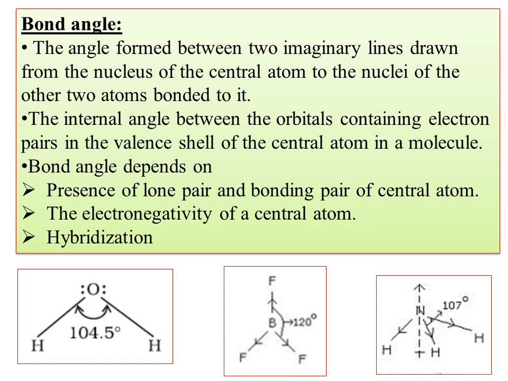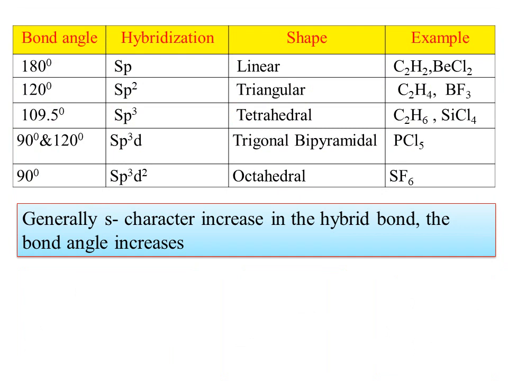This depends upon whether your molecule contains a lone pair or a bond pair of electrons on the central atom, the electronegativity of the central atom, and hybridization. These are the three parameters which decide the bond angle, and in turn decide the shape or geometry of the molecule.